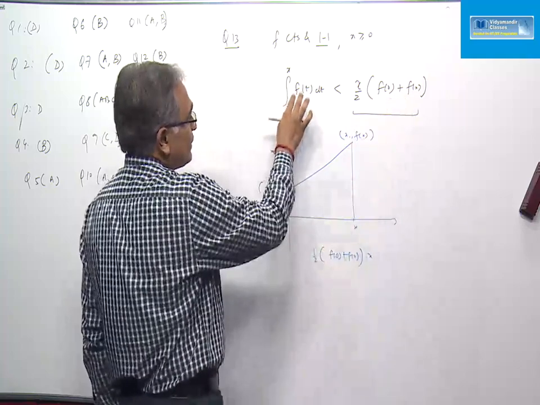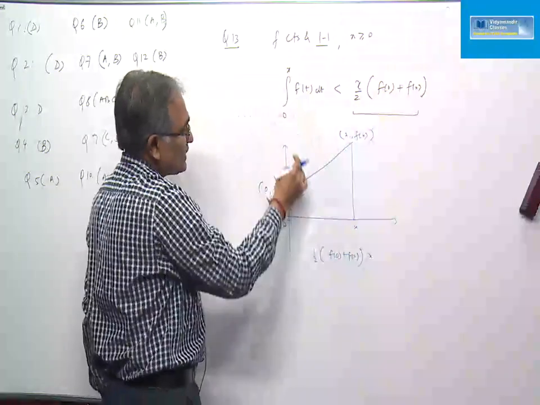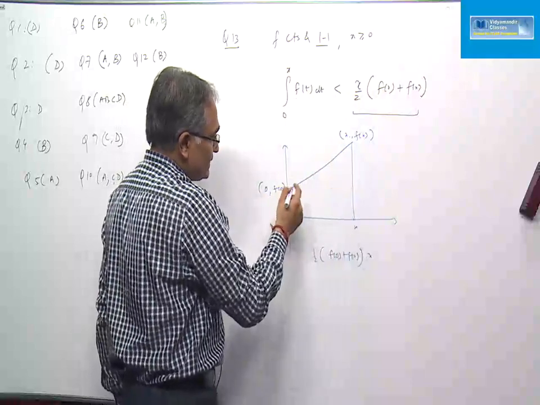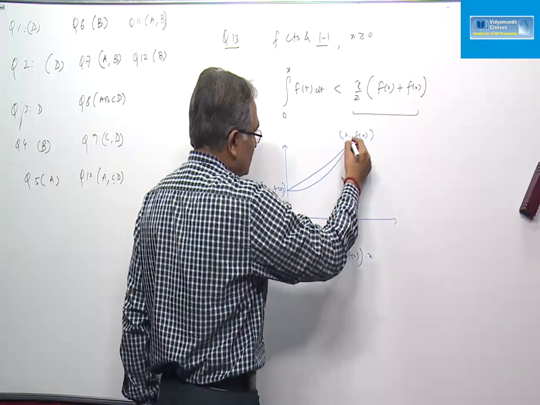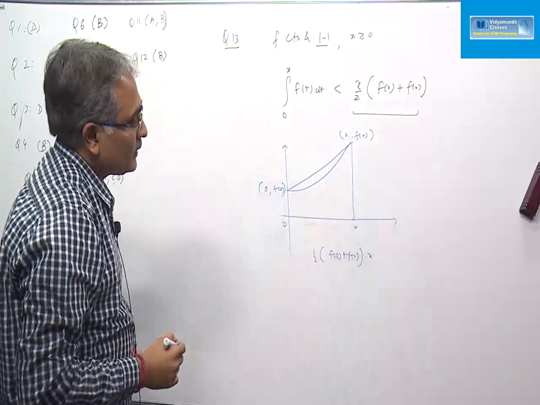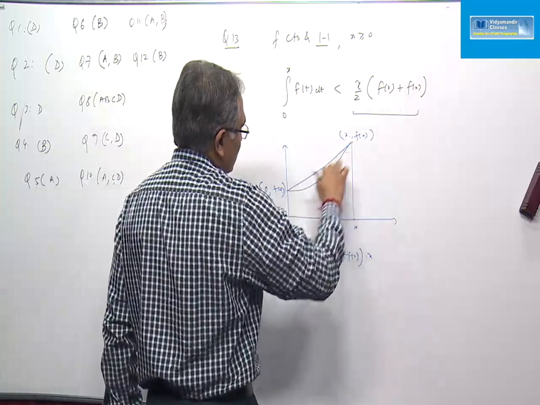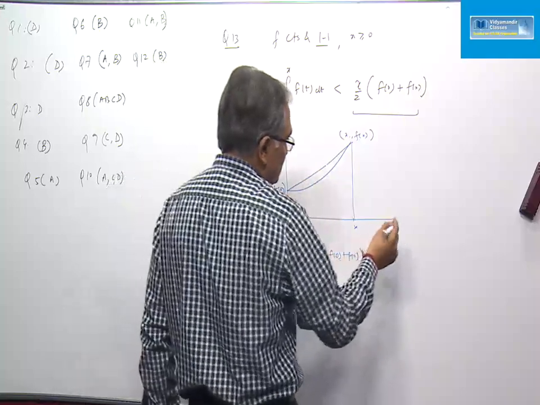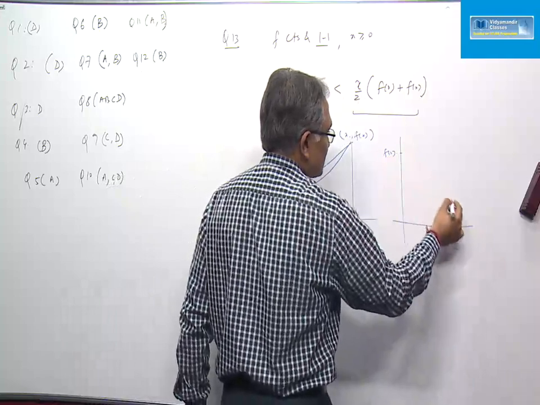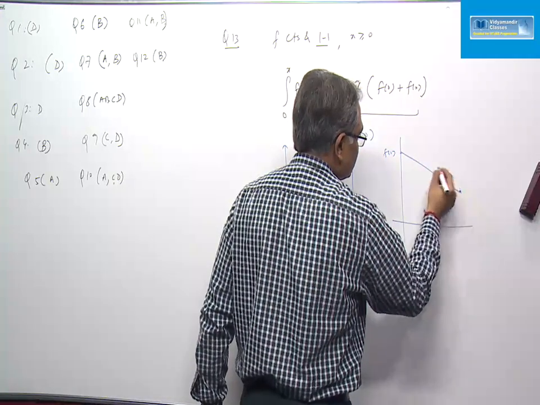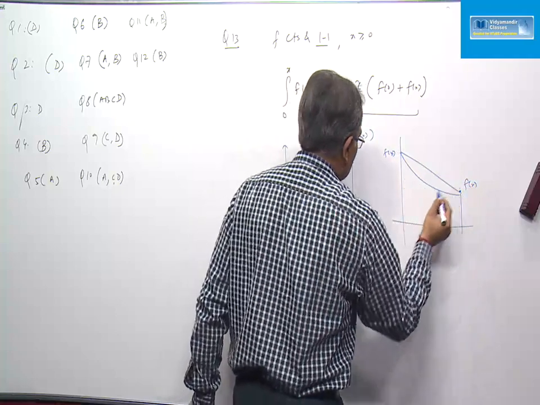It says the area bounded by the function from 0 to x is clearly less than this trapezium area. Hence it starts from here and ends here. It's a 1-1 function, so it must be below this. And similarly, there is a second possibility: if f(0) is more than f(x), in a similar manner the graph will be like this.